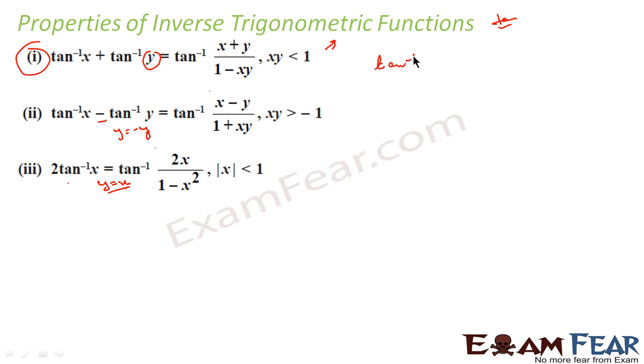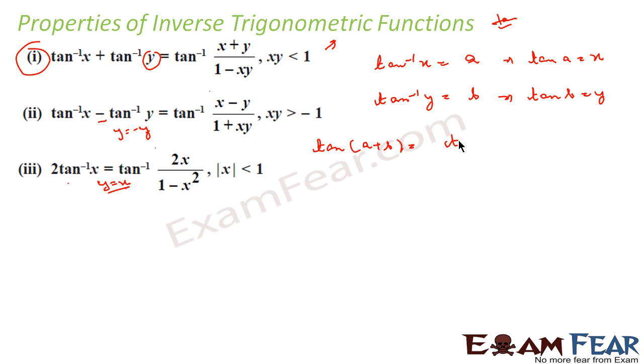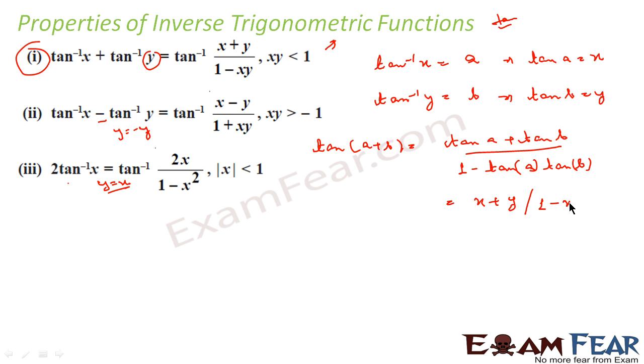So tan inverse x and tan inverse y. Let me assume tan inverse x is equal to a, or we'll say tan a is equal to x, and also tan inverse y, let me assume it as b, or I can say that tan b is equal to y. Now I have to use the formula for tan of a plus b, because we are adding these two. I know tan of a plus b is nothing but tan a plus tan b by 1 minus tan a tan b. This formula we have learned in our earlier classes. So tan a is x, tan b is y, and I got tan of a plus b is x plus y by 1 minus xy.